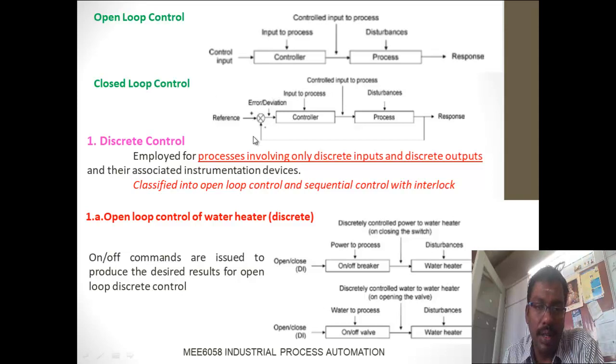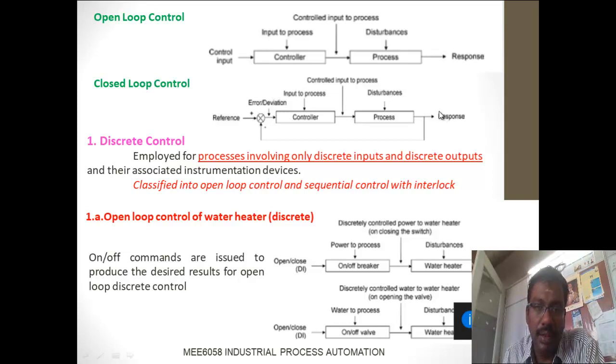Coming to closed loop control, we have the controller and the same process. The input signal from the computer is fed to the process, we get the response, take the output as feedback and compare it with the set value. If any error is there, the error will be rectified by the controller, and it becomes a control input to the process, and finally we get the defined output.